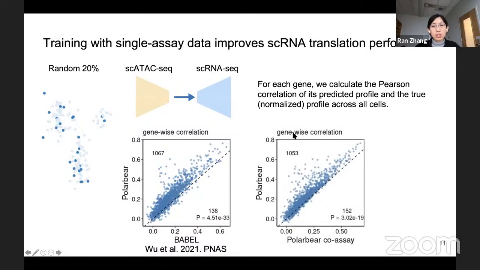Next, we also want to directly address the benefit of our semi-supervised framework, training with all these single assay data collected from public databases. So we compare Polar Bear with a variant, which we named Polar Bear co-assay, trained using the same architecture but only on the co-assay data, as was previously done in other methods. Here we can see a very clear improvement when we leverage the single assay data and the semi-supervised framework during the training process.